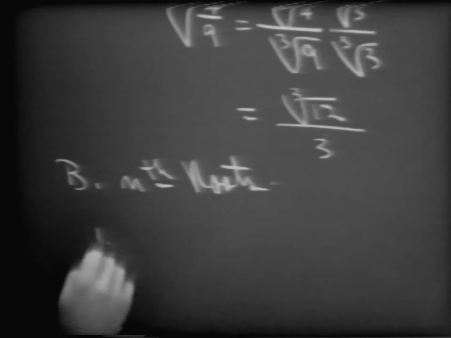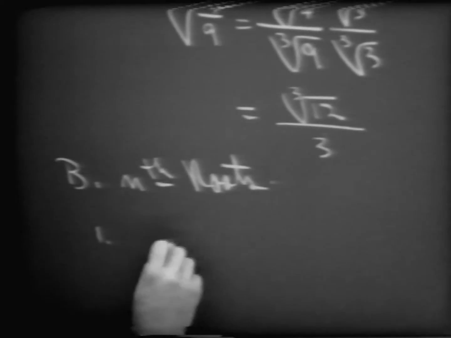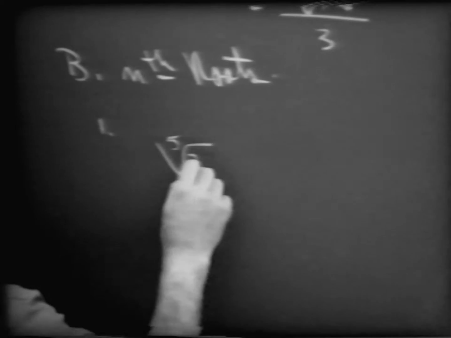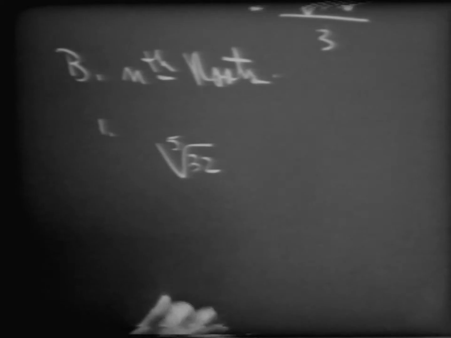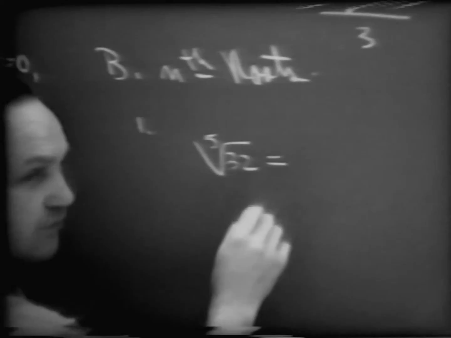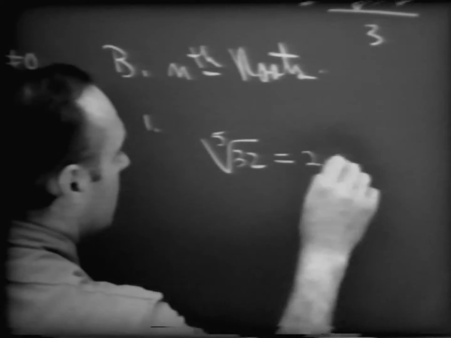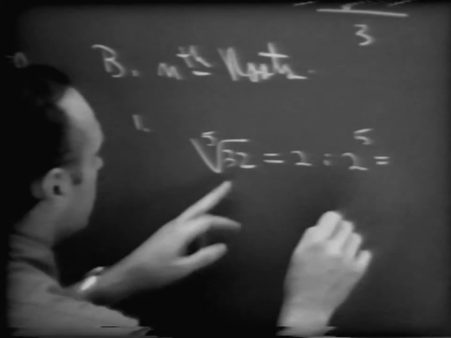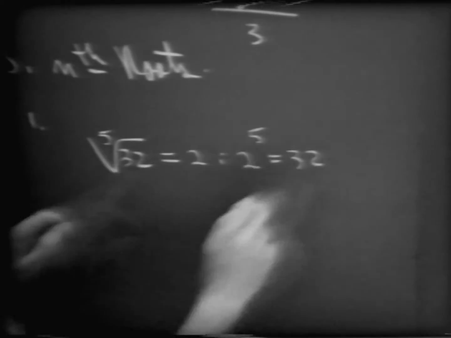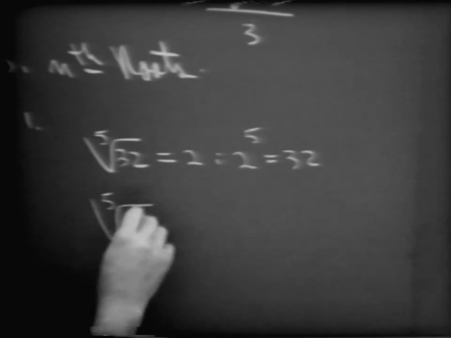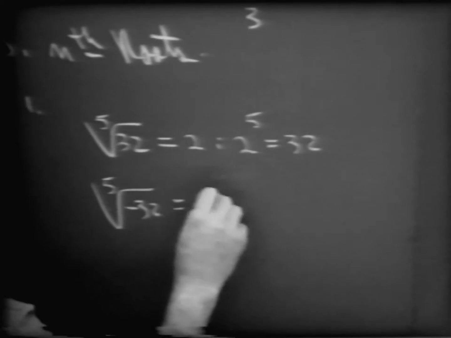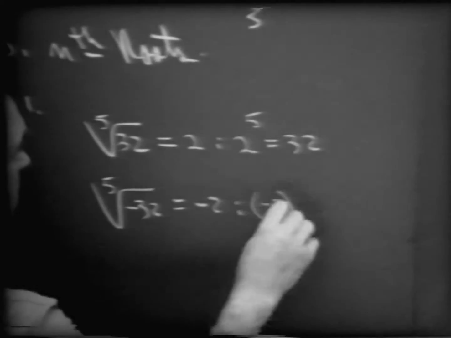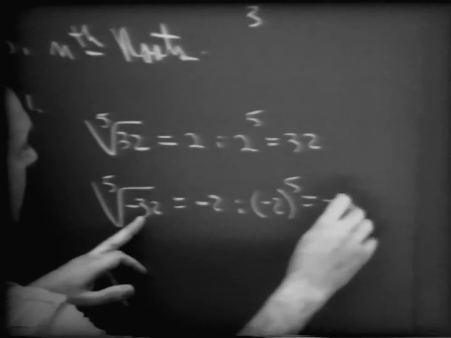Now, let's see what the best way for us to proceed is. Well, suppose we had, say, the 5th root of 32. Now I want that number which, when multiplied by itself 5 times, is 32. So the 5th root of 32 is equal to 2, because 2 to the 5th power is 32. Is that right? Now suppose we had the 5th root of negative 32. And what now do you think we might say about this? It is equal to that number, negative 2, because negative 2 to the 5th power is equal to negative 32.